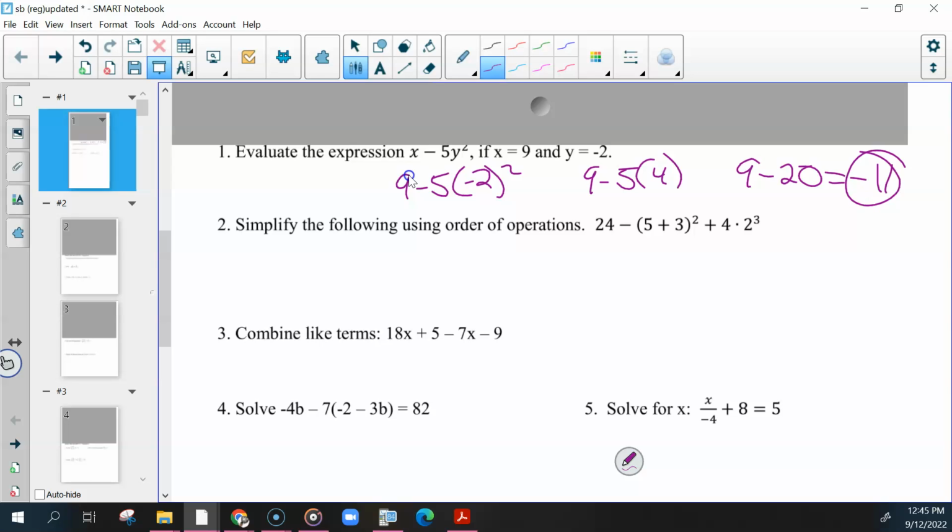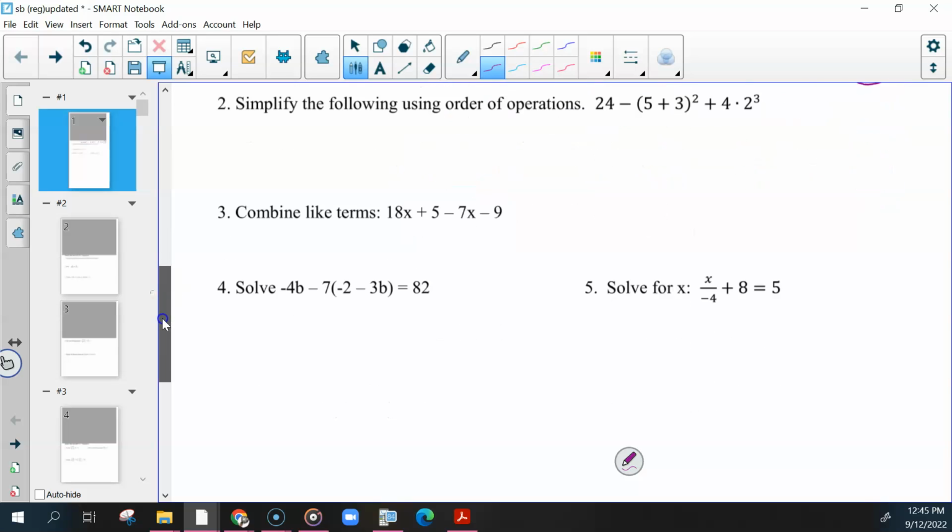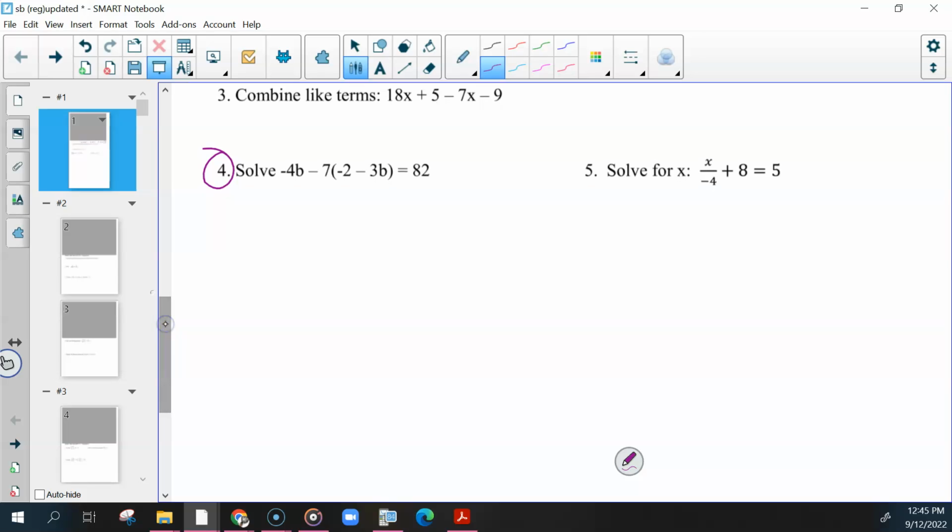Any others we want to check? Had questions about anything like that? How about 4? Because I got a decimal number. Okay. I don't think that's supposed to be a decimal.